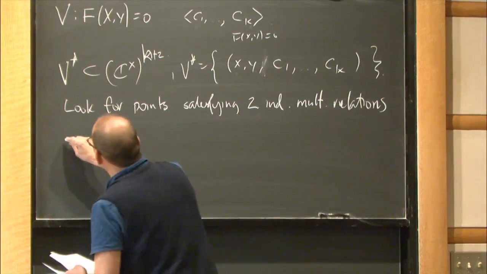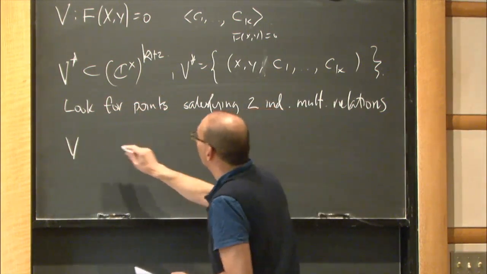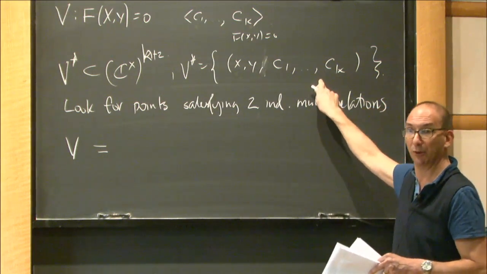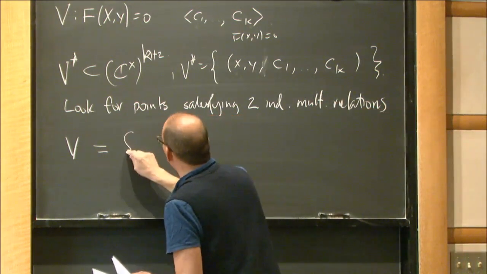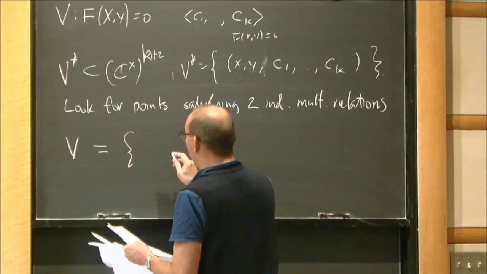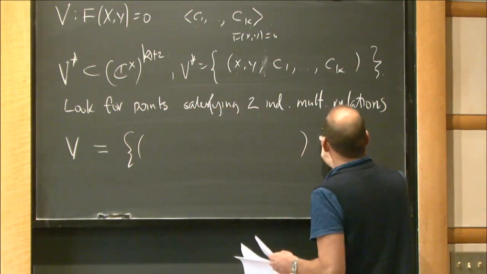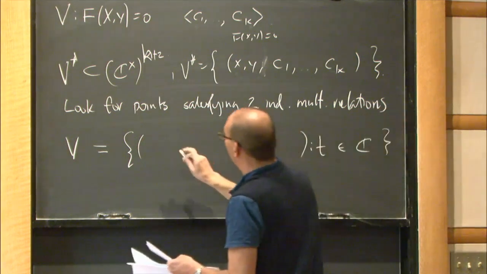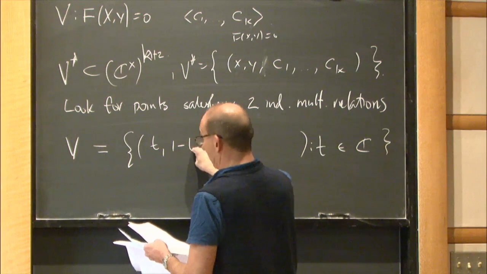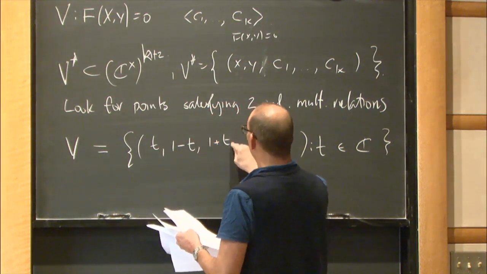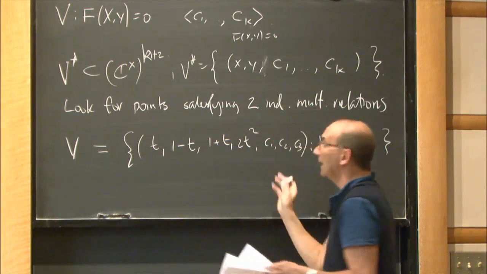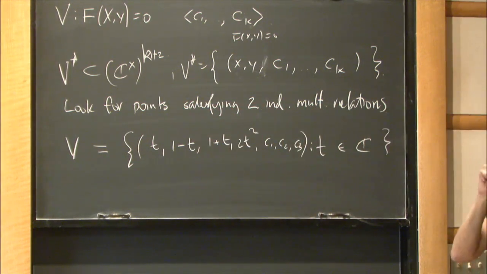But now all of a sudden you have a whole bunch of new problems, because you can now look at a curve which does not have constant coordinates. This is the kind of example they give. You look at, so t will be a parameter, t is in C, say, and we look at the curve t, 1 minus t, 1 plus t, 2t squared, C1, C2, C3. And we look at points on this curve satisfying two independent multiplicative relations.